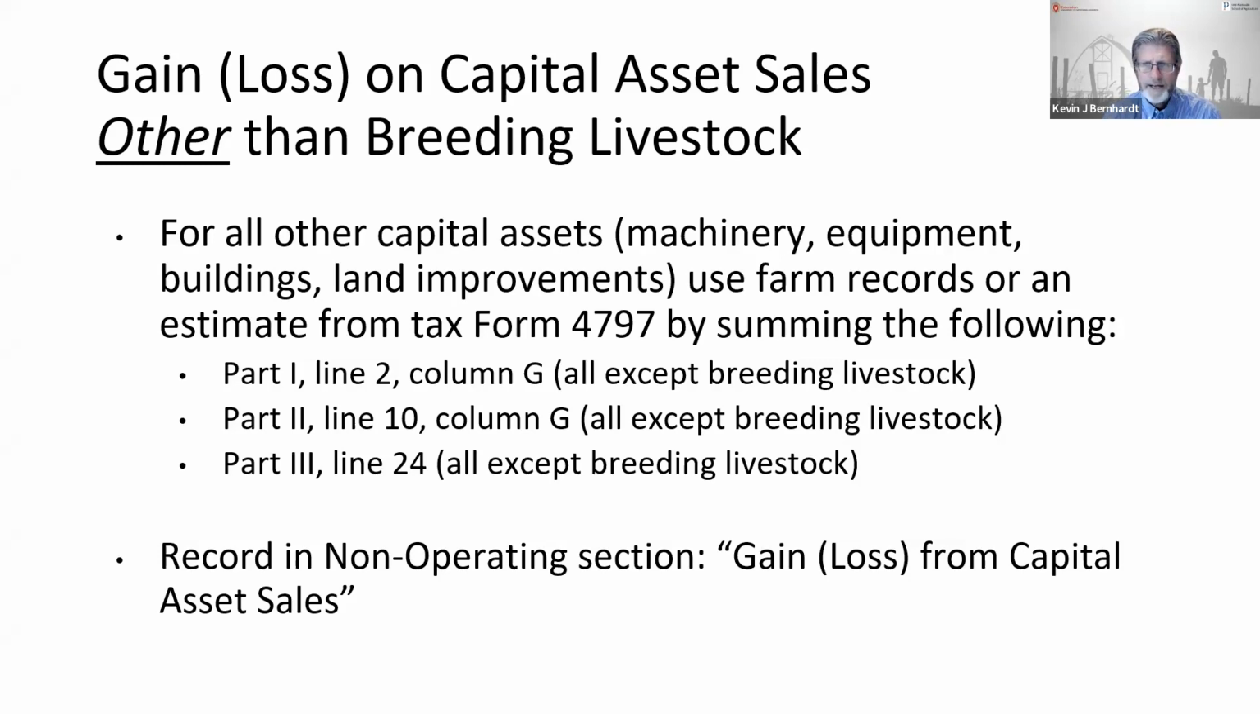So we're not talking about breeding livestock right now. We're talking about all those other kinds of capital assets. And here's where it kind of comes in. So if I had a tractor that I bought for, let's say, $200,000, and I get to write that off, right? I get to write that off. That's an operating expense. The operating expense part of that is depreciation over the next few years. That's where I capture that.